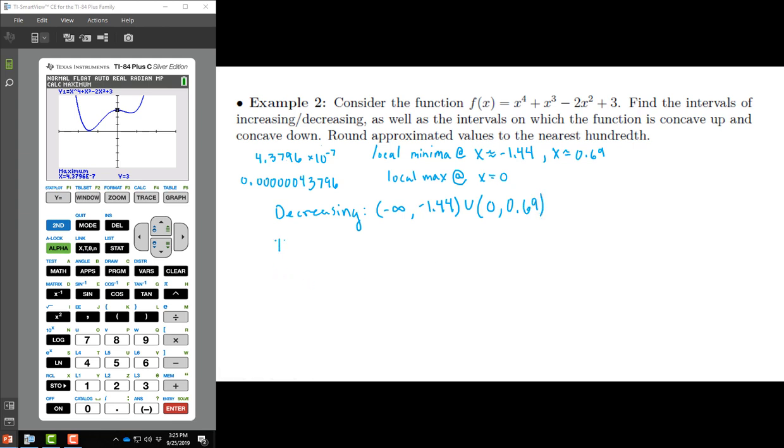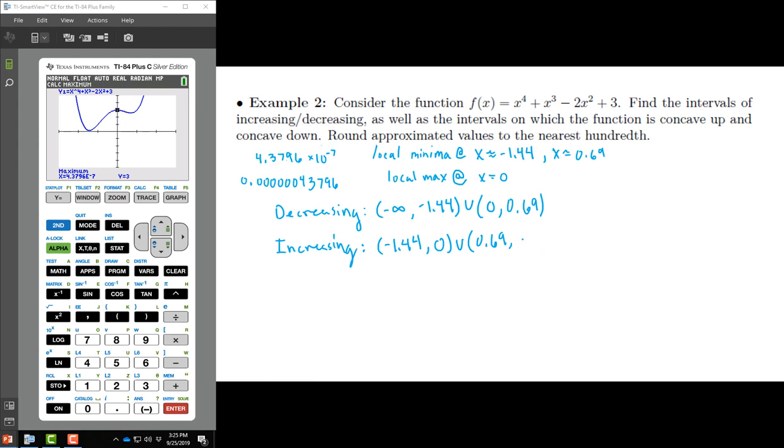And then we're of course increasing on the other intervals. So we're increasing from negative 1.44 up to 0, and then from 0.69 off to infinity. Okay, so those are the intervals where we're decreasing and increasing.